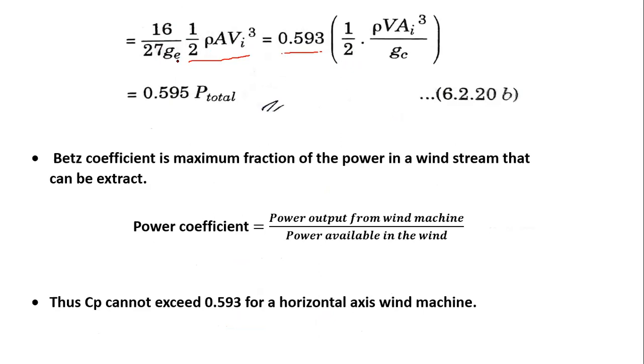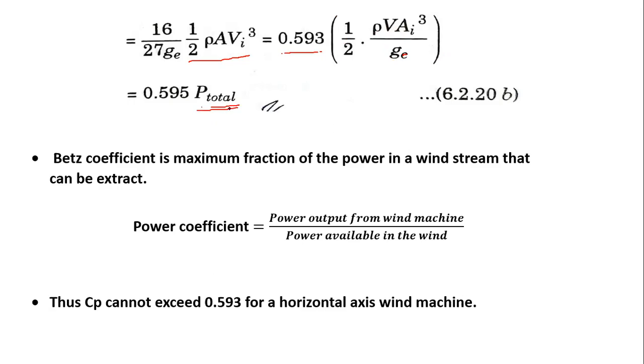Rho A VI cube by G is transferred to inner GC. That is GE only, not GC, GE only. Printing is not correct there. So we can write half into rho A VI cube by GE as P total. So that is 0.593 P total.